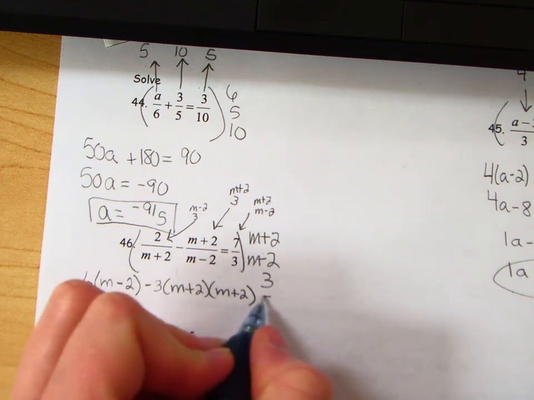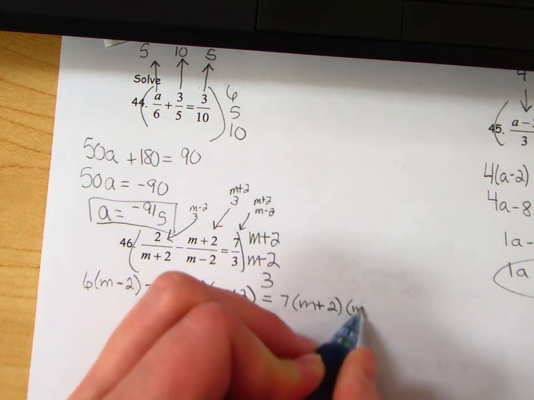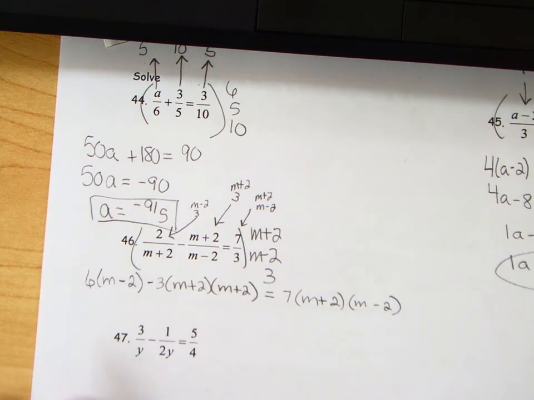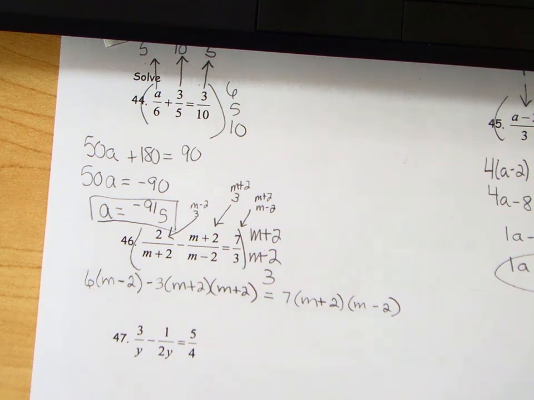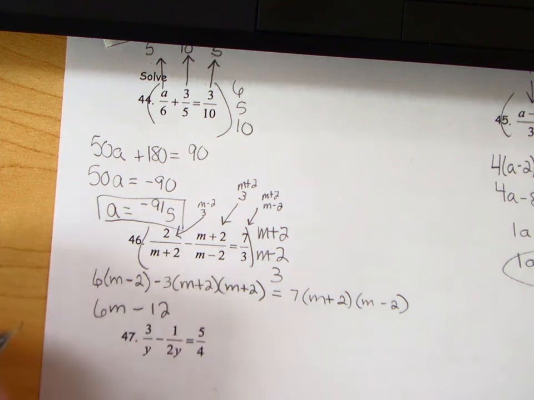Equals, yeah, this is going to be a lot of fun. 7 with an m plus 2 and an m minus 2. So you're giving the numerators everything they were missing from the denominator. There's a lot of distributing that happens. In fact, we're going to probably work our way down the paper here. That's 6m minus 12. That one's not so bad.